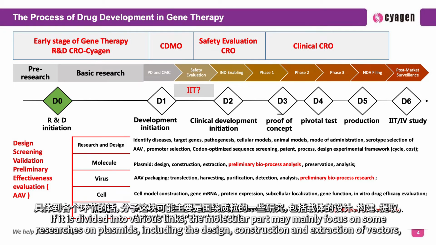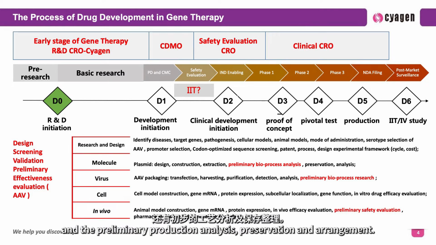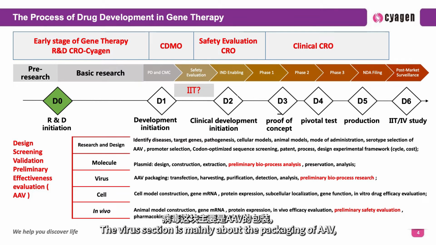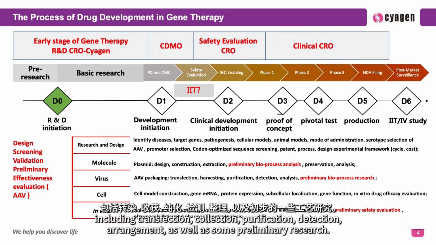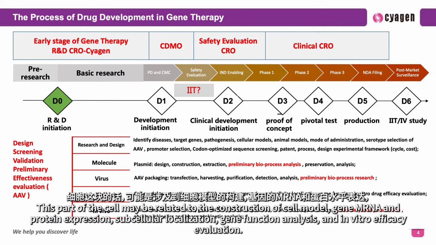If it is divided into various links, the molecular part may mainly focus on some research on plasmids, including the design, construction and extraction of vectors, and the preliminary production analysis, preservation and arrangement. The virus section is mainly about the packaging of AAV, including transfection, collection, purification, detection, arrangement, as well as some preliminary research. This part of the cell may be related to the construction of cell model, gene mRNA and protein expression, subcellular localization, gene function analysis, and in vitro efficacy evaluation.